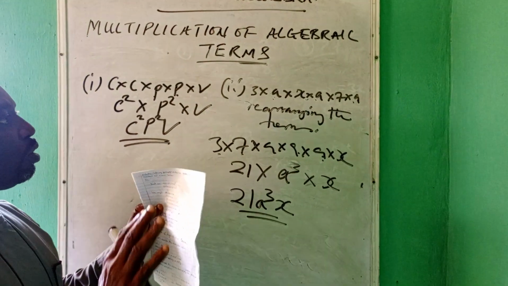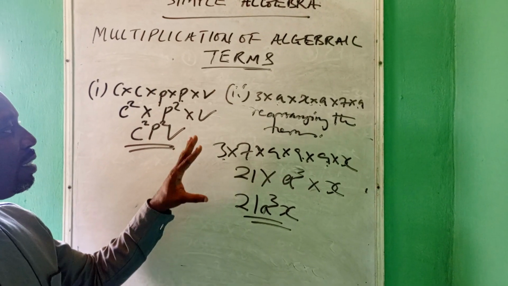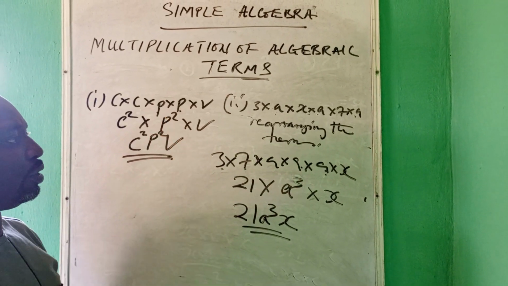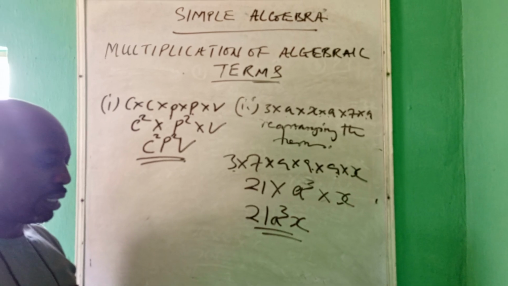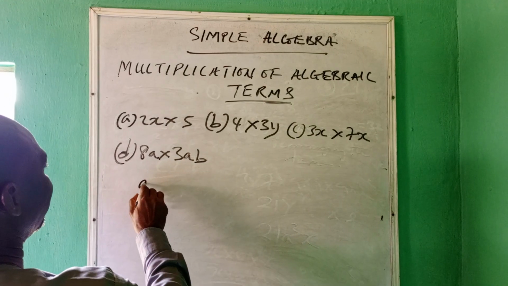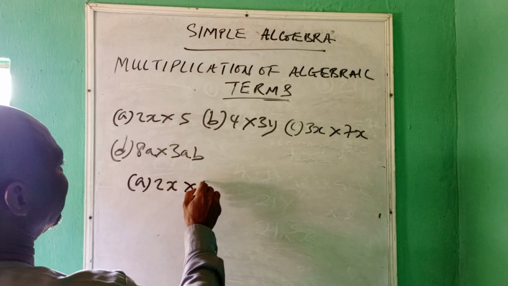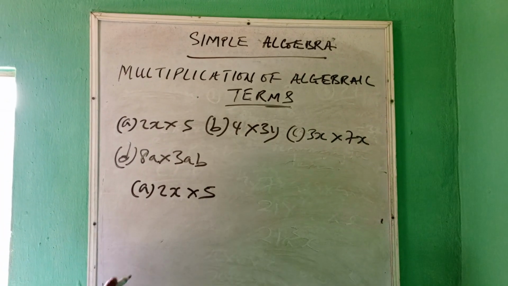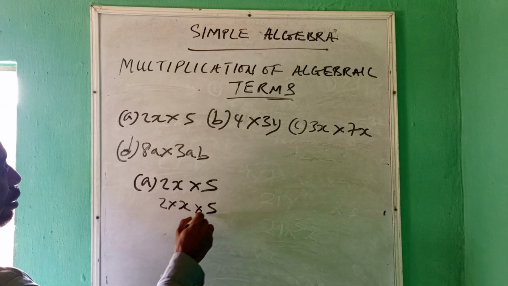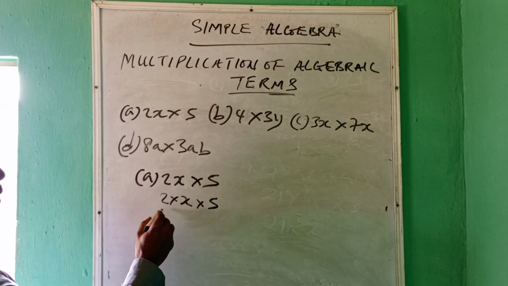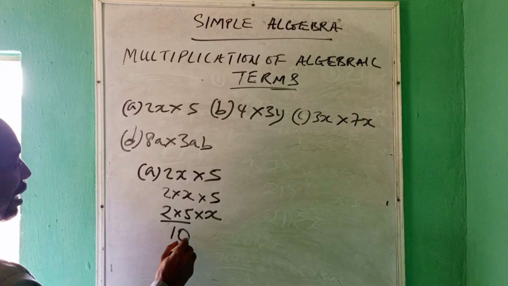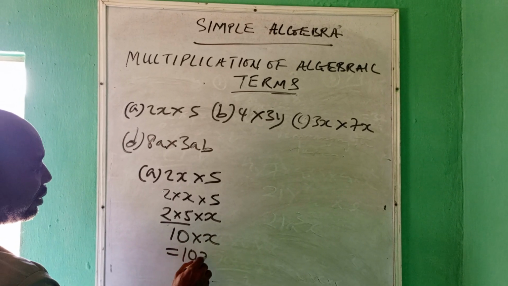So let's go into another type of format of multiplication. Then you take your assignment for the day. This is another format. Let's take 2x times 5. So in 2x times 5, you expand this: 2 times x times 5. You arrange it, you bring numbers to numbers. You have 2 times 5 times x. So this gives us 10 times x, which gives us 10x.